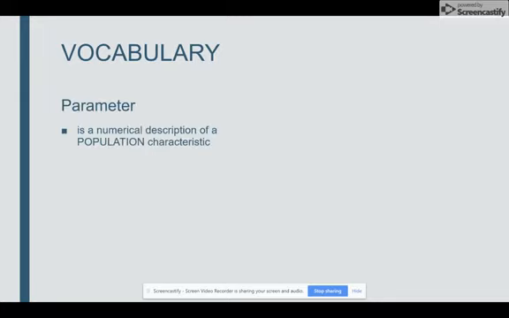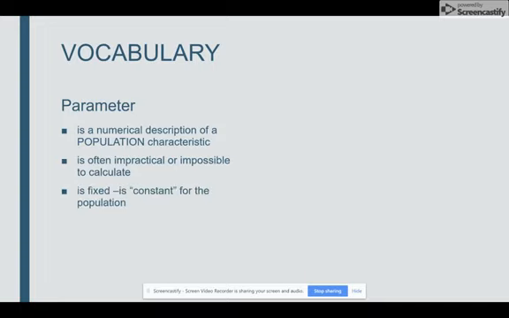Parameter is the numerical description of a population characteristic. It's, again, often impractical and very difficult to calculate because we cannot get information typically from every single individual within the population. The parameter is, however, fixed and is constant because the population remains the same every time that you consider it. Some examples might be that the average age of a U.S. governor is 59.5 years.